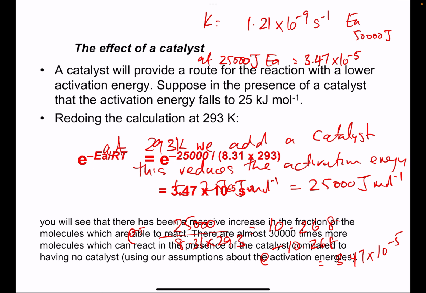Sorry. So you can see here that the rate has gone up by 30,000 times. Just a factor change. All you need to do is work out the factor change. 3.47 times 10 to the minus 5 divided by 1.21 times 10 to the minus 9, and you get a change of almost 30,000 times.